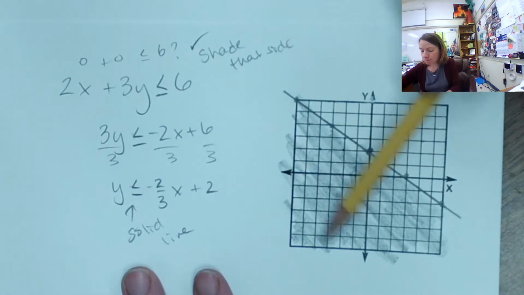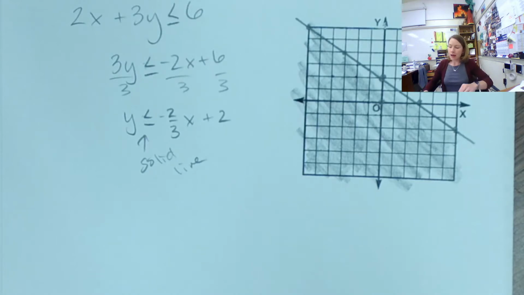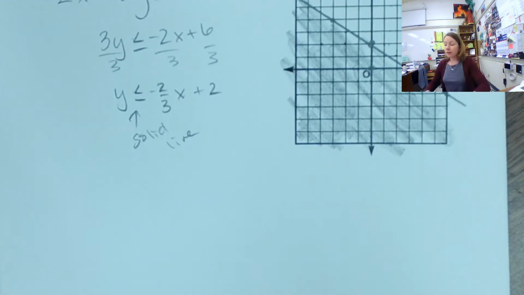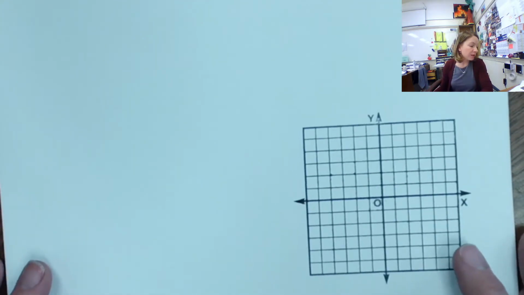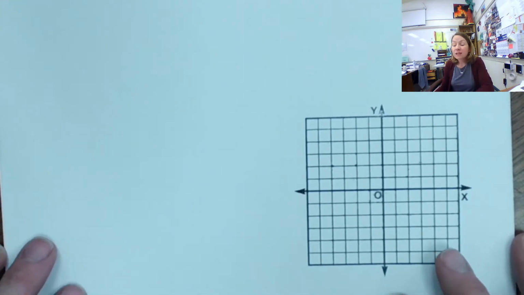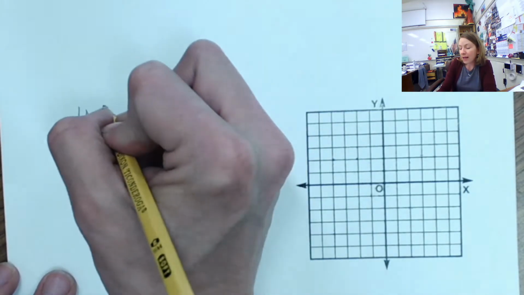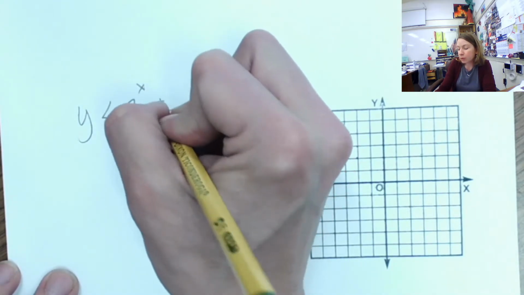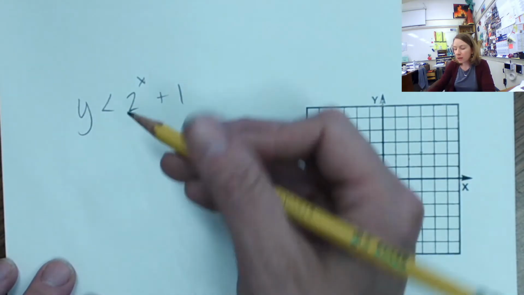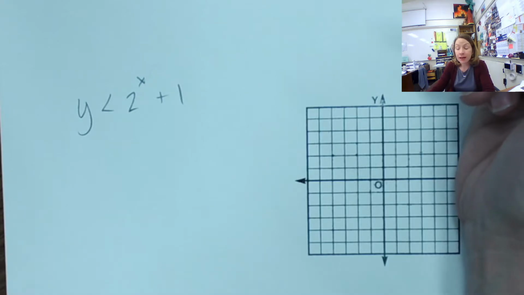Okay? How are we doing? Doing all right? You might end up with something that maybe isn't linear. They've given you some where you've got a couple of exponentials that you might need to graph. So let's say I've got that y is less than 2 to the x plus 1. What's going to be the best way for me to graph this? What do you think? I think I should probably just plug in some points, right?